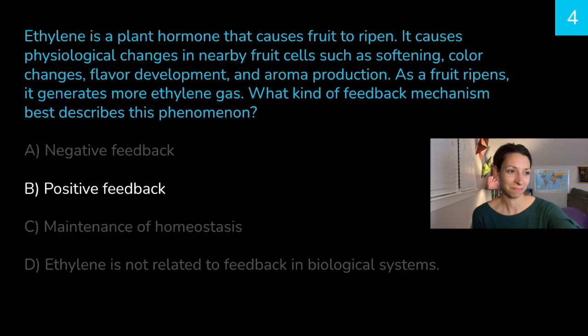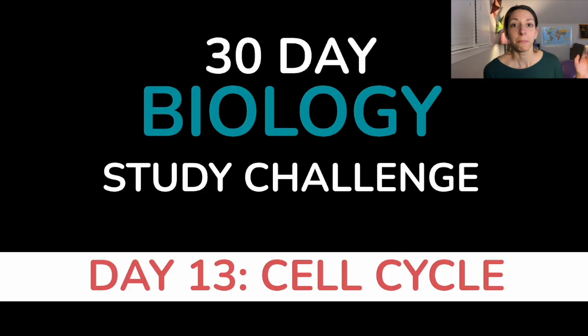Correct answer is B. Positive feedback. We kind of give it away if you looked closely at the answer choices in a previous question. So that's always a key test taking strategy, is sometimes the answers in other questions can reveal the answers to other questions. But ethylene is a classic example of positive feedback in biological systems, so I hope you got that one right.